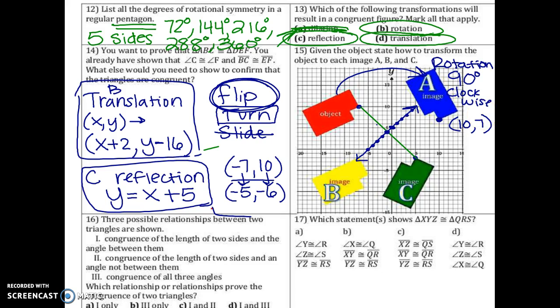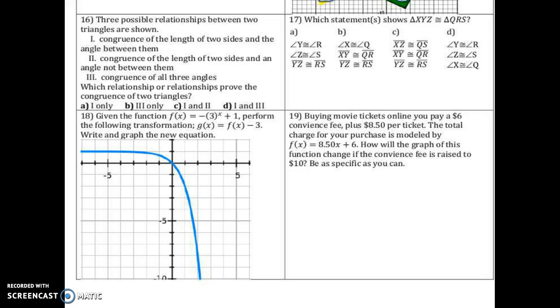Number 16, 3 possible relationships between 2 triangles are shown.